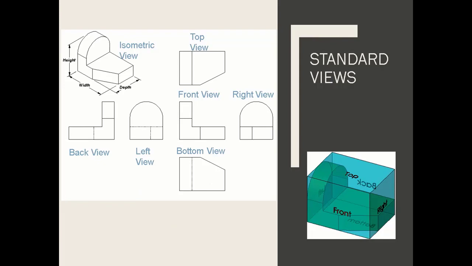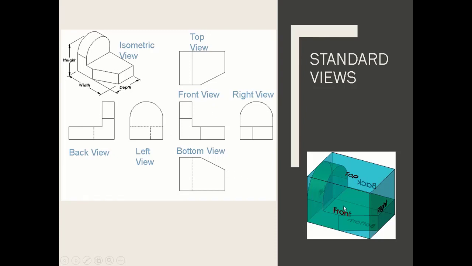Here's a picture of your standard views. You can see I have the isometric view up on the top left, and then I have a glass box which goes to our glass box theory down on the bottom right. I've put in the planes on this part so you know exactly what you're looking at. So we have our ISO view. To see the different height, width, and depth, you need all the views listed here.